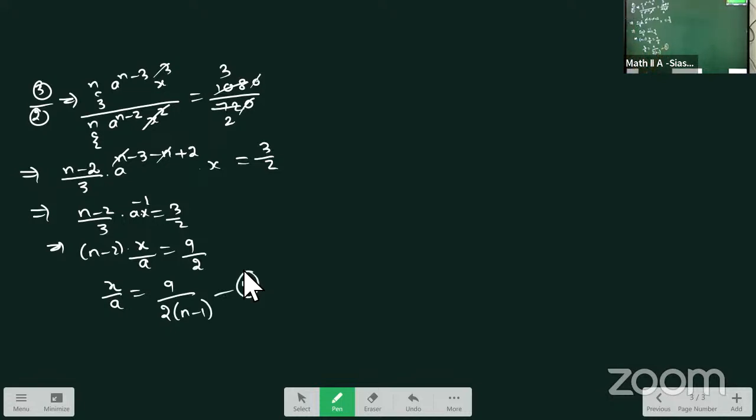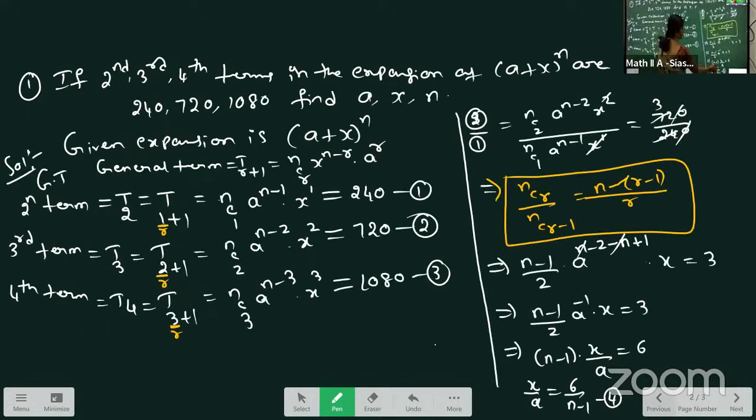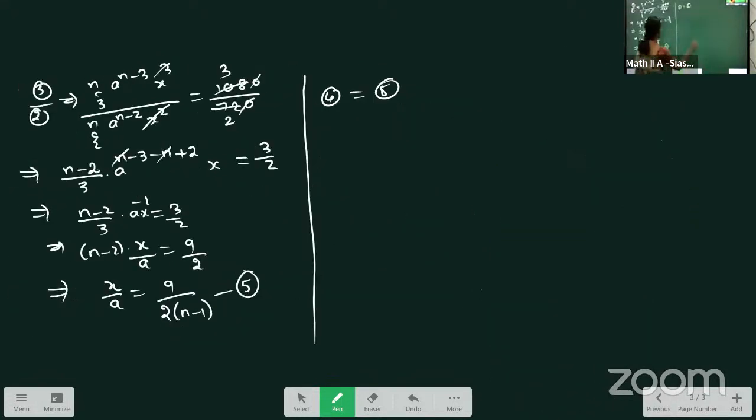If you observe, equation 4 is x by a and equation 5 also x by a. So equate 4 and 5. Equating equation 4 and equation 5. What is equation 4 value? In equation 4 we have x by a is equal to 6 by n minus 1. So 6 by n minus 1 is equal to, in equation 5, x by a value is 9 by 2 into n minus 2. 3 2s are 6, 3 3s are 9.